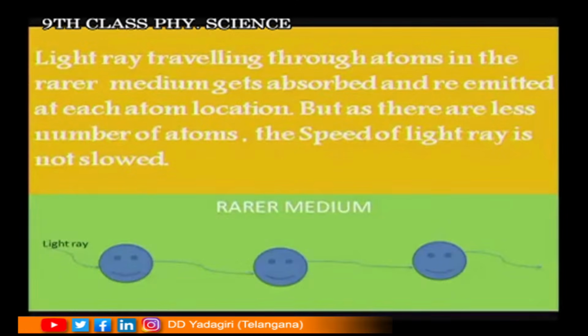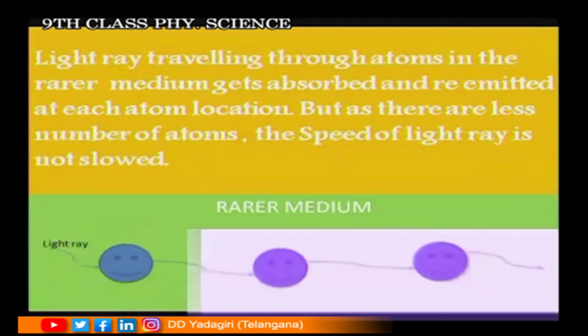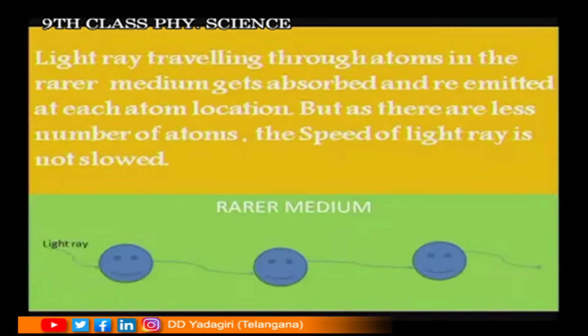Let us look at a rarer medium. A light ray travelling through atoms in the rarer medium gets absorbed and re-emitted at each atom location. But as there are fewer atoms, the speed of the light ray is not slowed. Thus, the light ray passes easily at a faster speed.